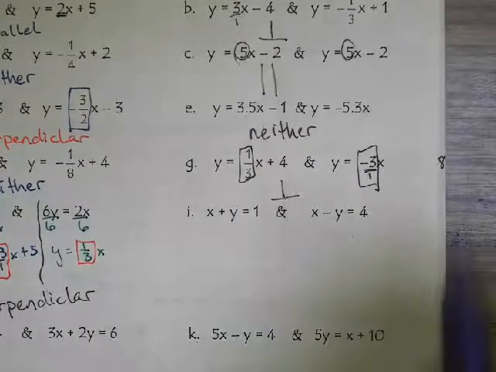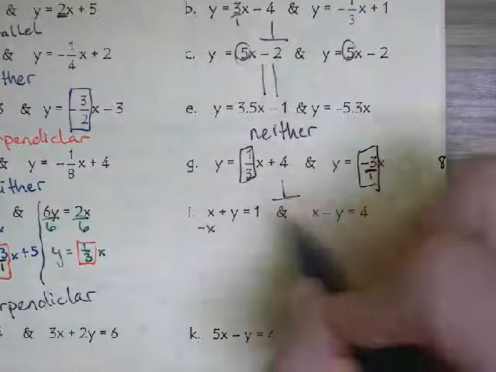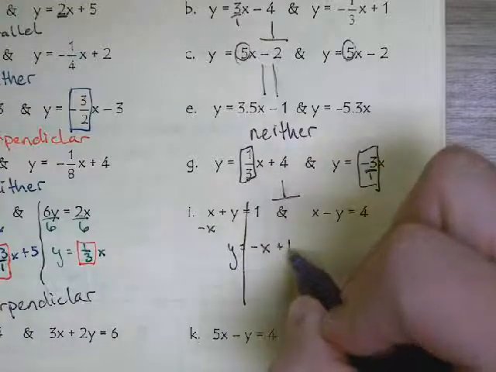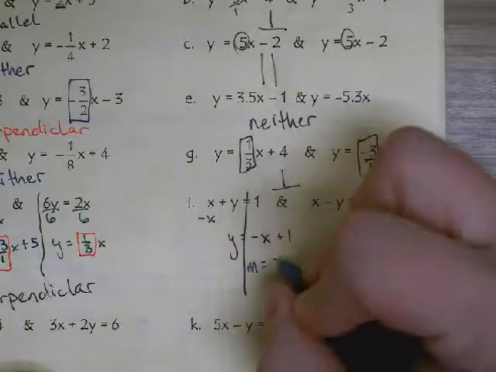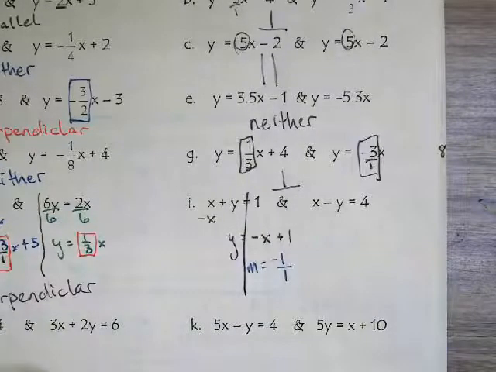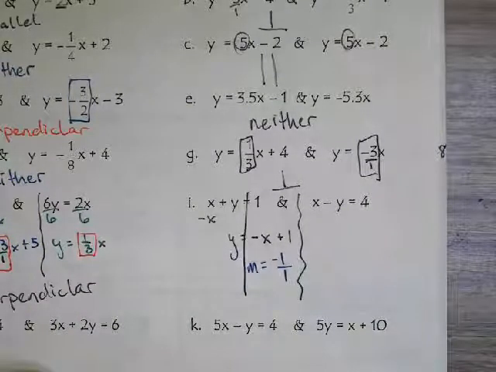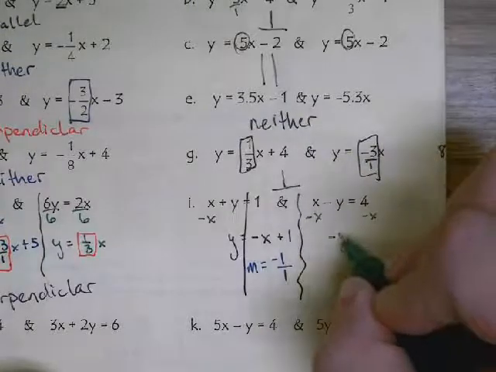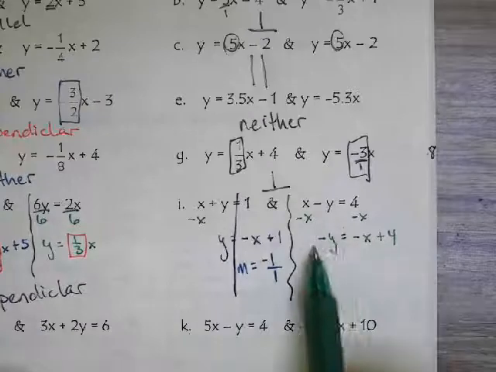Letter I. We want to solve for y, so let's look at subtracting x from both sides. So I get y equals -x plus 1. Hopefully we can see that the slope m is equal to -1/1. Now let's look at our second problem, and I will subtract x from both sides. And I get -y is equal to -x plus 4. Well, how am I going to deal with this negative in front of y?